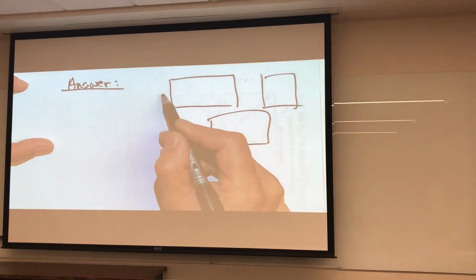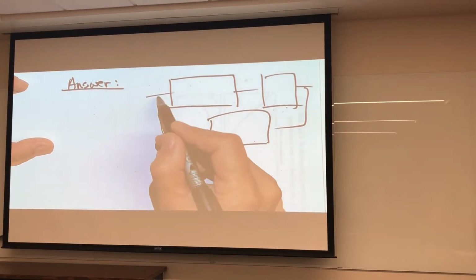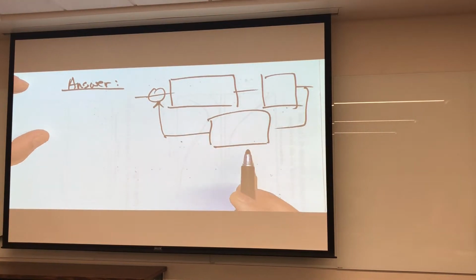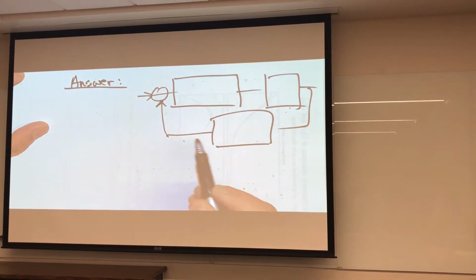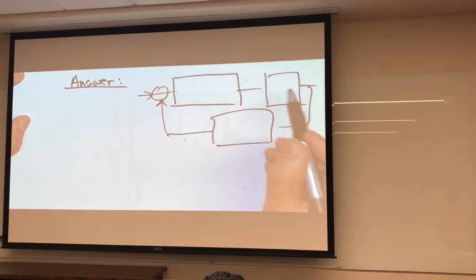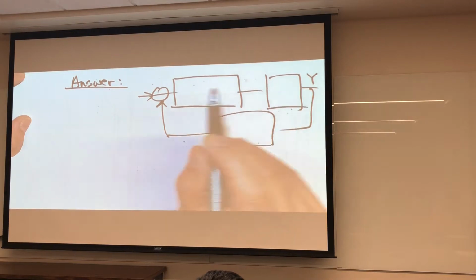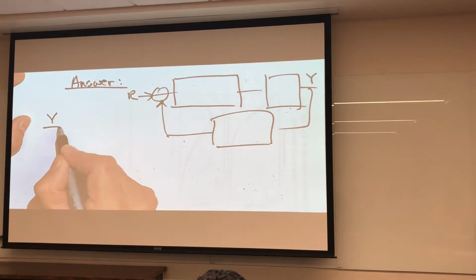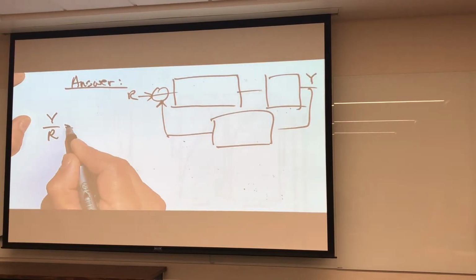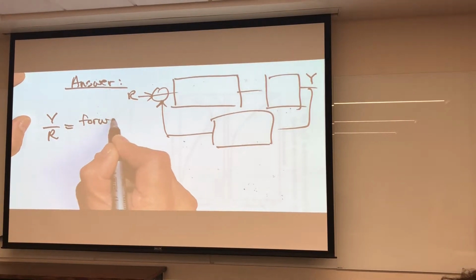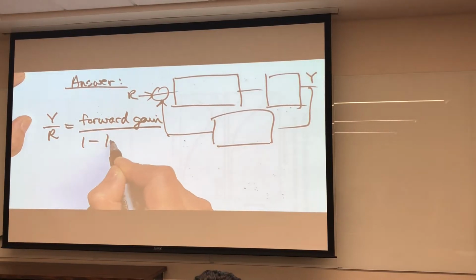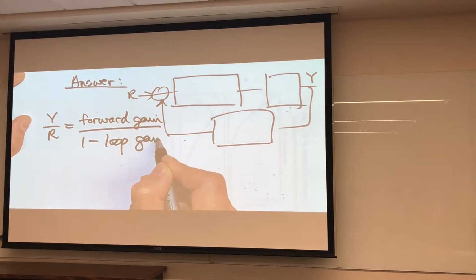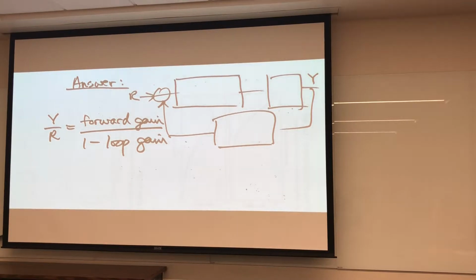draw again the block diagram, kind of like so. Okay, just draw yourself a little sketch of something out here. The answer, let's suppose this is the output, this is y and this is r. y over r. The theory is it is what we call the forward gain divided by 1 minus the loop gain. Okay, so I'm going to talk a little bit about what is forward gain and loop gain.